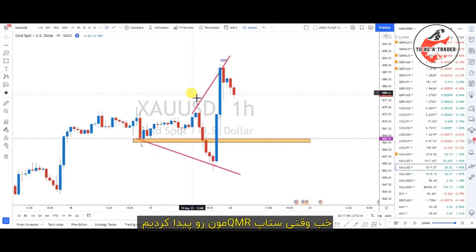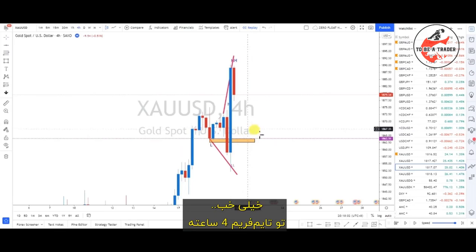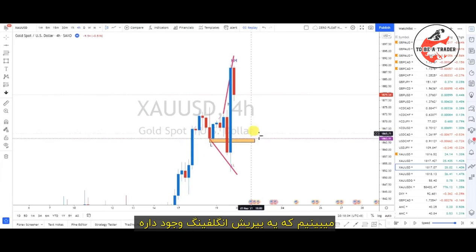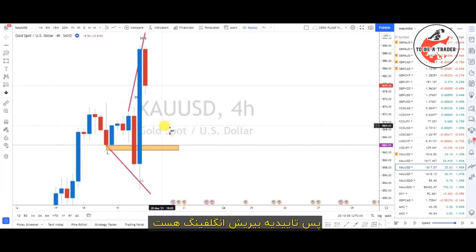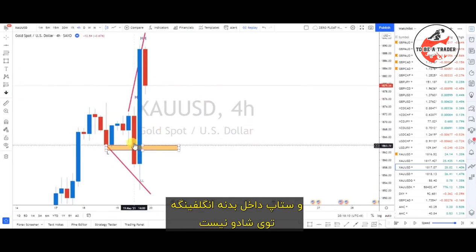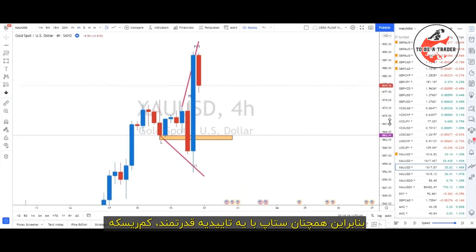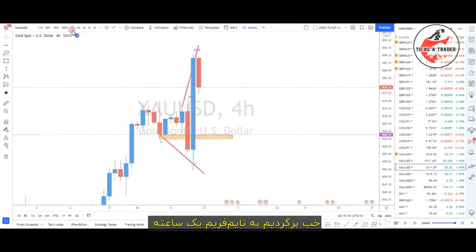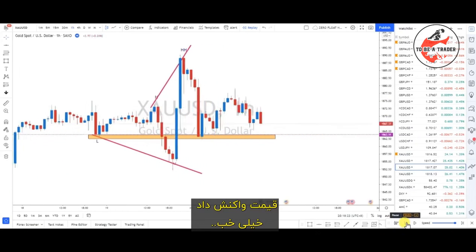So once we found our QMR setup, we should go to the H4 time frame to check for confirmation. At the H4 time frame, we can see that there is a bearish engulfing. So the confirmation is a bearish engulfing and the setup is in the body of the engulfing. It's not at the wick. Therefore, this is still considered low risk with a strong confirmation. So let's go back to the H1 time frame and let's see how price will react.